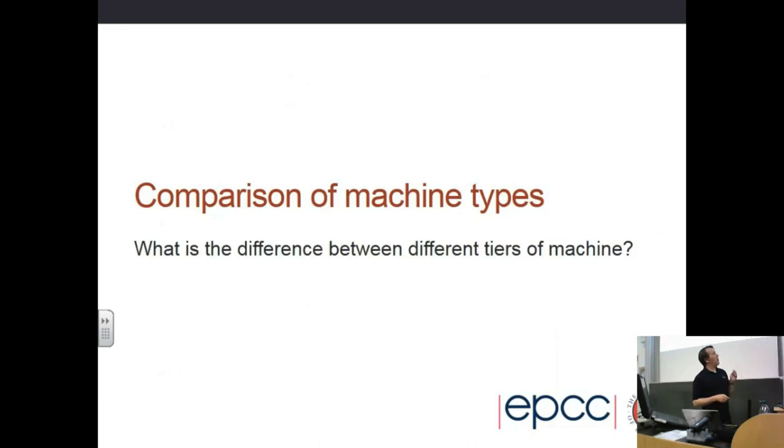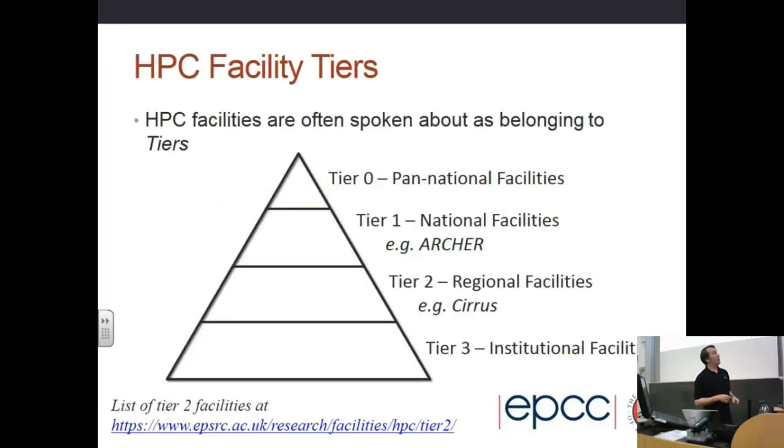So what's the difference? There's the terminology called tiers. Archer is called a tier one system, which means it's a national system. So Archer serves a large section of the computational science needs of the UK. Our machine Cirrus is a regional facility. So there's one national facility currently, Archer. There are about six regional facilities.